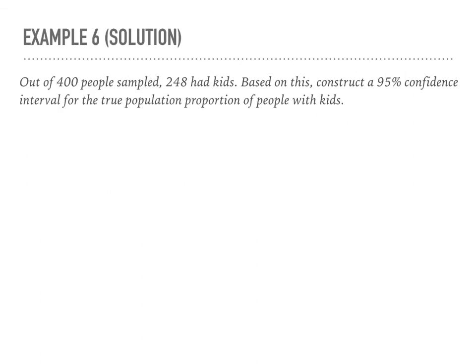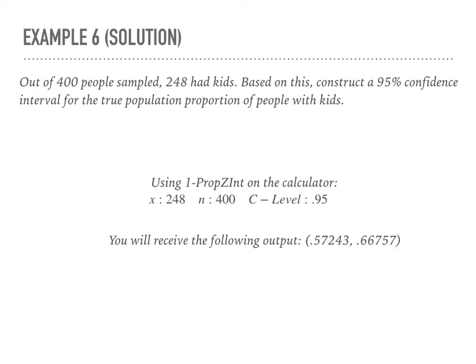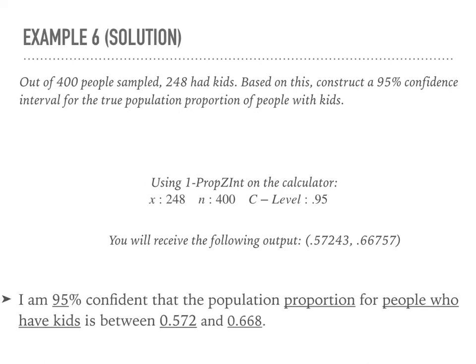Out of 400 people sampled, 248 had kids. Based on this, construct a 95% confidence interval for the true population proportion of people with kids. Using 1 prop z int on the calculator, entering that x is 248, n is 400, and the C level is 0.95, you'll receive this output. So we would state, I am 95% confident that the population proportion for people who have kids is between 0.572 and 0.668.